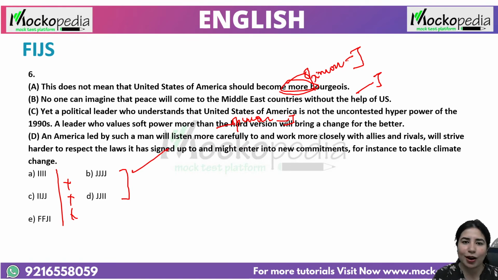But since you are like in a learning mode, so we will check D and verify again it to be a judgment. America led by such a man will listen more carefully. देखो एक तरह का opinion ही दे रहा है. And work more closely with allies and rivals, will strive harder to respect the laws it has signed up, and might enter into new commitments, for instance to tackle climate change. So again, this is a judgment, so clearly we can go and mark B as an answer, right?